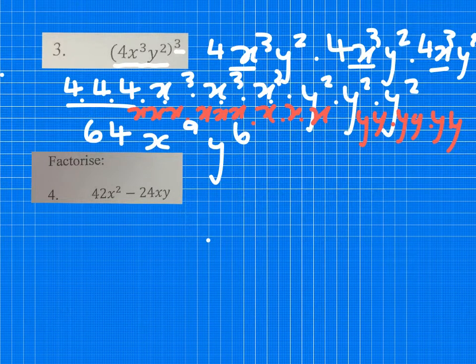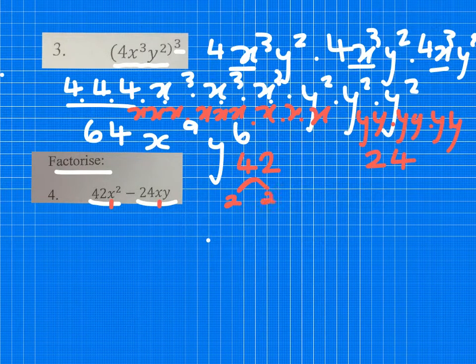In this question, we're asked to factorise. In factorising, we need to find the highest common factor of 42x squared and 24xy. Let's start with the 42. We can see already actually that we have an x here and an x here, so we can take out a factor of x. But what's the highest common factor of 42 and 24? To do that, we need to do the prime factorisation of each of those numbers.